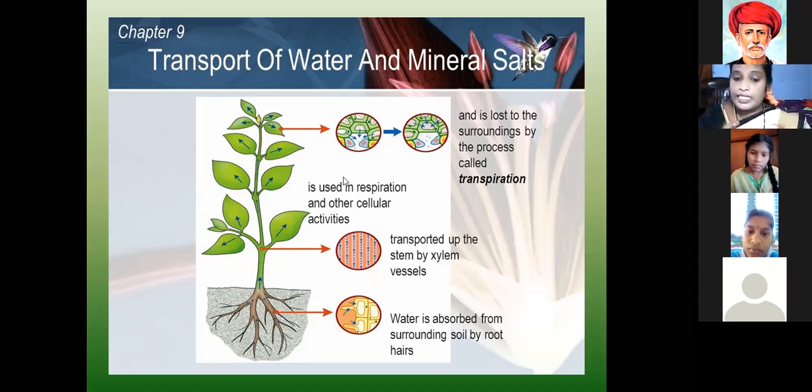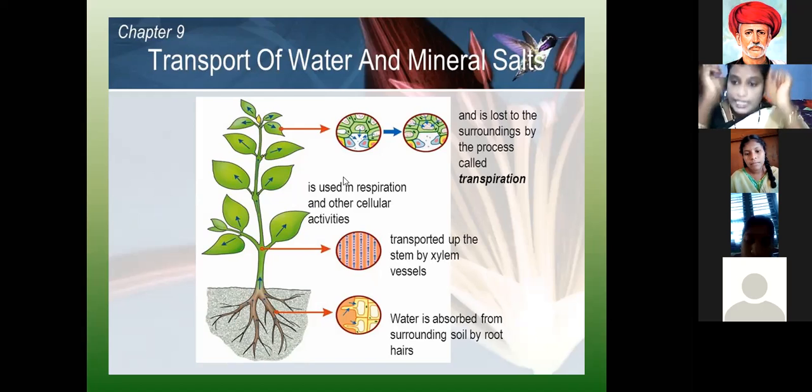Okay. Next, the root hairs absorb water and mineral salts from the soil. They are transported up the stem by xylem vessels. The xylem is inside the stem. The xylem vessels transport the absorbed water and minerals to the stem, and the stem sends them to the remaining parts of the plant, the leaves.